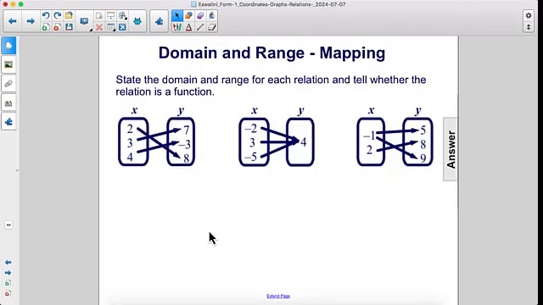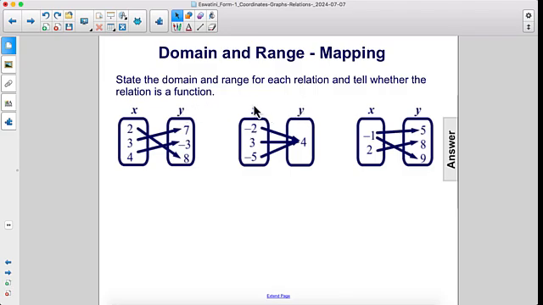State the domain and range for each relation and tell whether the relation is a function. All right, the domain is 2, 3, 4. The range is 7, -3, 8, or if you want to put it in order, -3, 7, 8. Each x value maps to exactly one y value, so therefore this is a function.